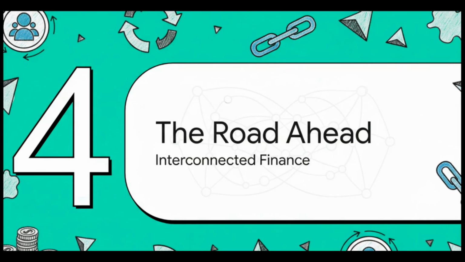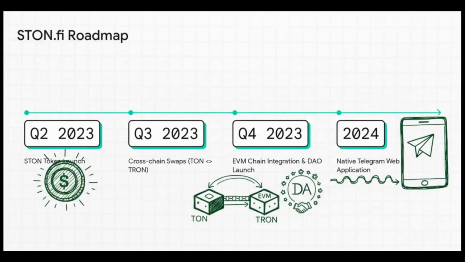Where does all of this lead? Let's take a quick look at their vision for the future. Their roadmap shows that they're thinking way beyond just a single blockchain. The progression makes total sense. You build a strong home base on TON, and then you start building bridges. Things like cross-chain swaps with Tron and other big chains, plus deep integration with Telegram. It all points to a vision for STON.fi becoming a true multi-chain liquidity hub, with its community DAO guiding the way.